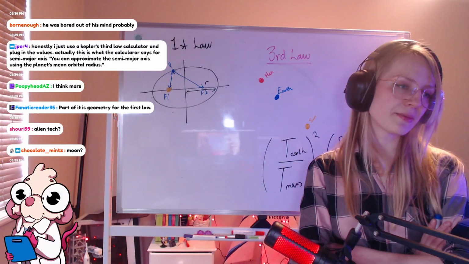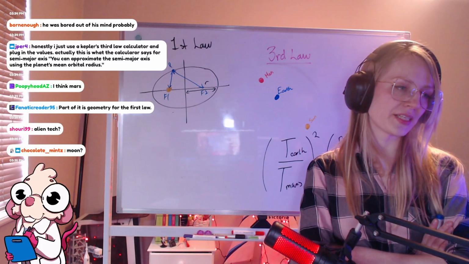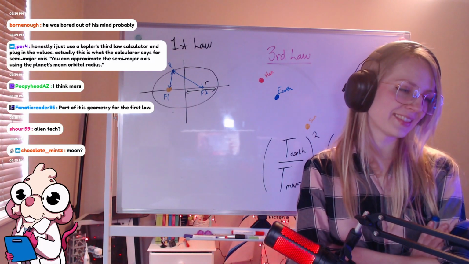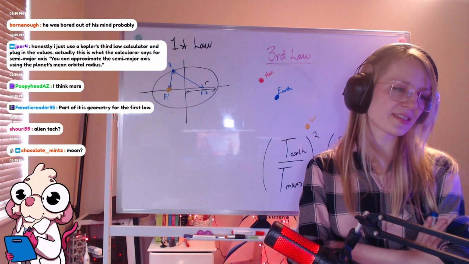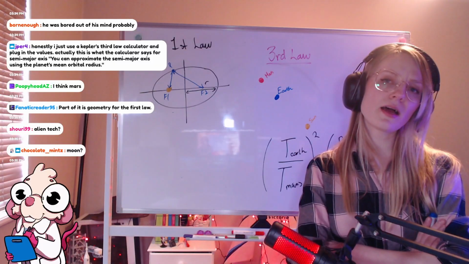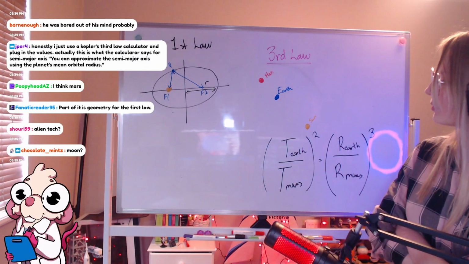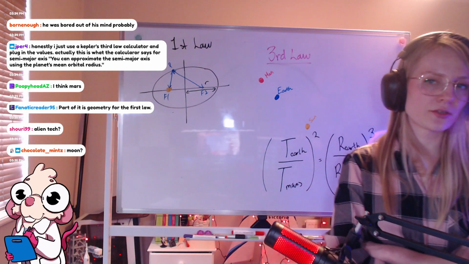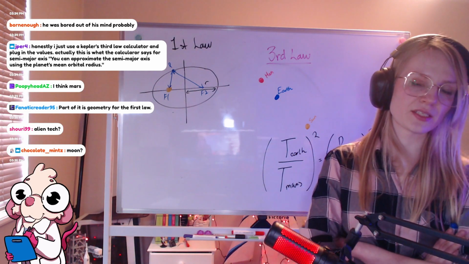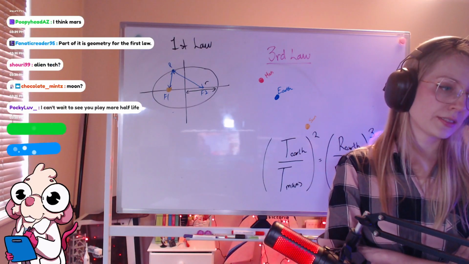Can approximate the semi-major axis using the planet's mean orbital radius. Okay, cool. I think Mars. Moon? I don't think we could do it for the moon. Yeah, no, it has to be orbiting the same body, otherwise the ratio wouldn't be identical. Unless there were two moons to study.